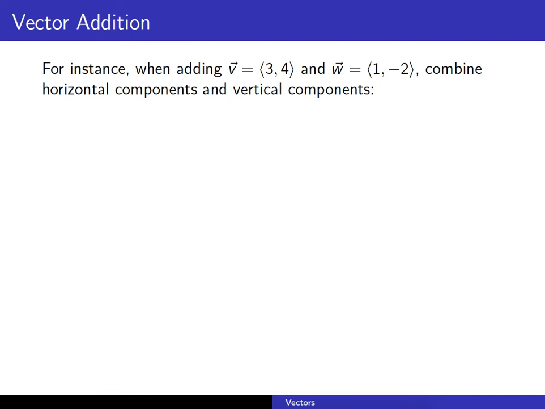So for instance, let's say we have a vector v at 3, 4 and another vector w at 1, negative 2. So we would combine the horizontal components together, the 3 and the 1, and then combine the vertical components, the 4 and negative 2 together. So if we're adding these two vectors together, vector v plus vector w, we get 3 plus 1 for the horizontal components, and then 4 plus negative 2 for the vertical components, which gives us a result of 4, 2.